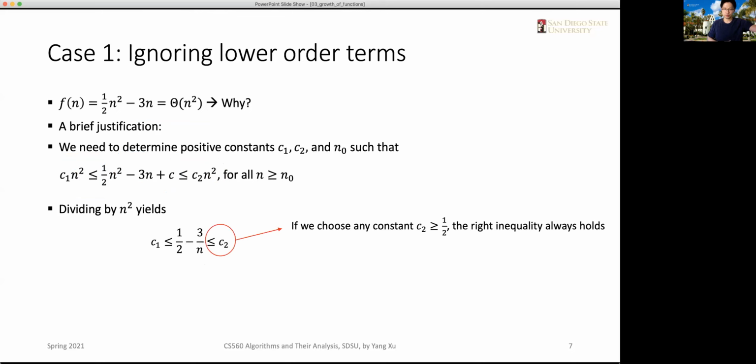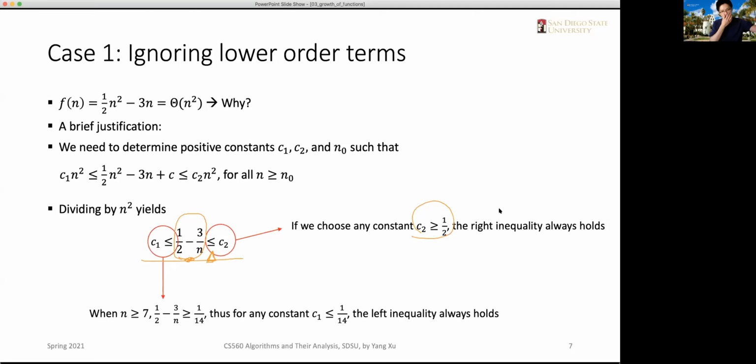Then we simply need to choose any constant, because we have the freedom to choose C1, C2, and N0. All we need to do is to find such a case that satisfies our requirements, and our requirement is just the inequality. Because we know that this part in the middle must be smaller than 1/2. So as long as we choose any constant that's greater than 1/2, then this less than or equal to inequality must hold, right? That's something we can see quite straightforwardly.